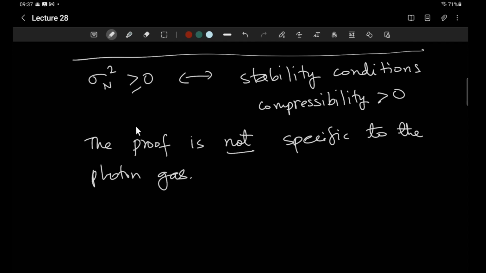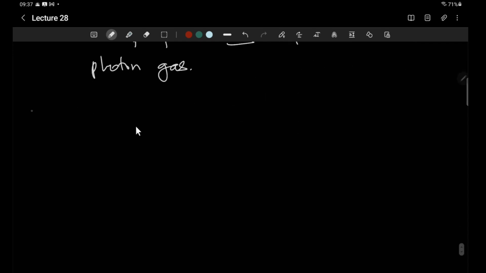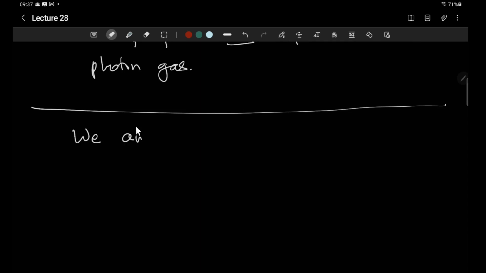Okay, I think I'm out of things to say. There are a few more things, but I think that's better given in a problem set, so I don't want to discuss it. So we are kind of done with the photon gas.